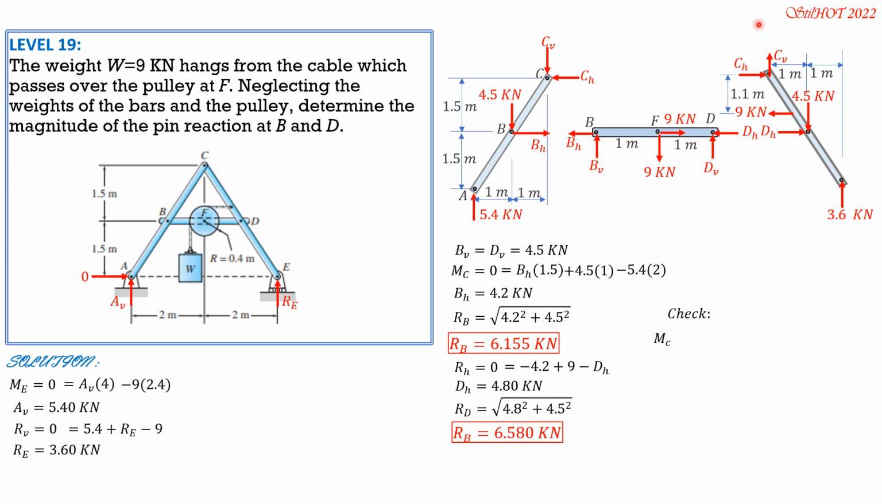So considering clockwise positive, so 9 times 1.1 plus 4.5 times 1, that's clockwise. Then minus DH times DH is 4.8 times 1.5. Remember, this is 1.5. And minus 3.6 times 2. So using your calculator there, MC is 0 exactly. So that means all these answers are correct.